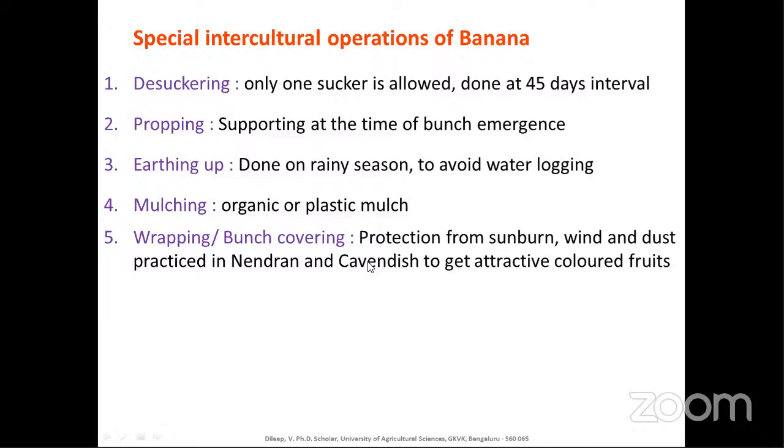Okay, not in the case of each and every time. Only when there is a strict demand, that is for export type and all. For that, this bunch covering is very much essential, just to get the fruit uniform. You know that the roadside vendors' fruits will not be uniform, but when you go to malls like More or Big Bazaar, the fruits are very uniform. Those are covered fruits.